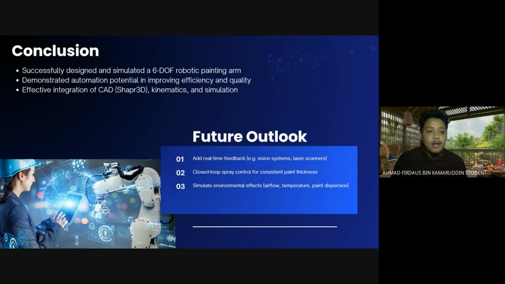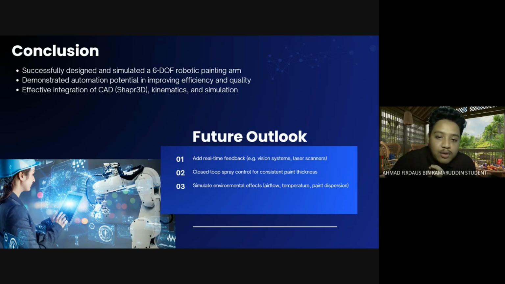Okay, since we have already come to the end of the slides, I would like to conclude our presentation. So far, this project demonstrates the effectiveness of robotic automation in car body painting applications. We have successfully designed a 6 degree of freedom articulated robotic arm, where we use Shapr3D software to show our design and our path planning.